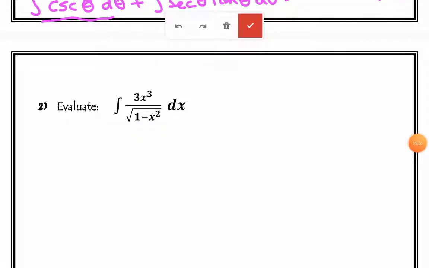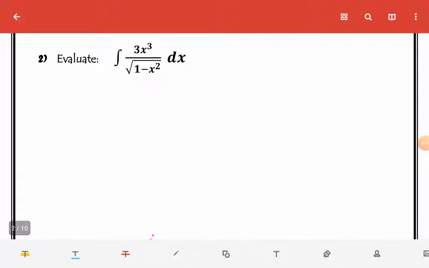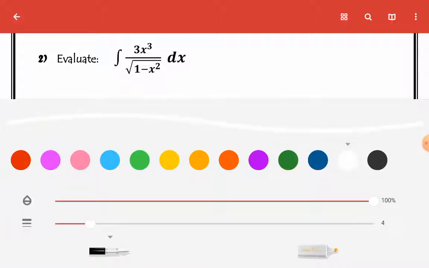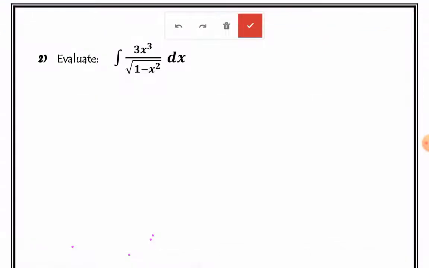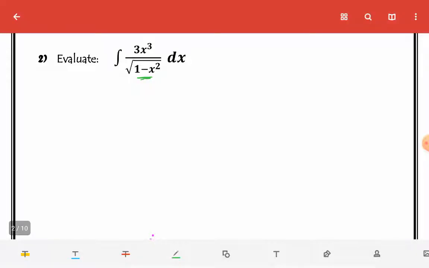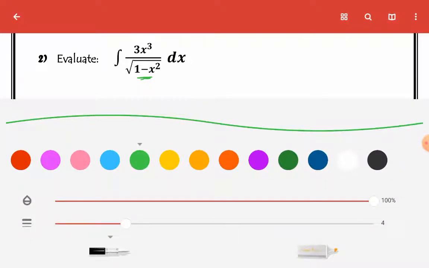Okay guys, in this example, evaluate the integral of 3x cubed over root 1 minus x squared dx. Let's change the color and solve this question. Root 1 minus x squared.